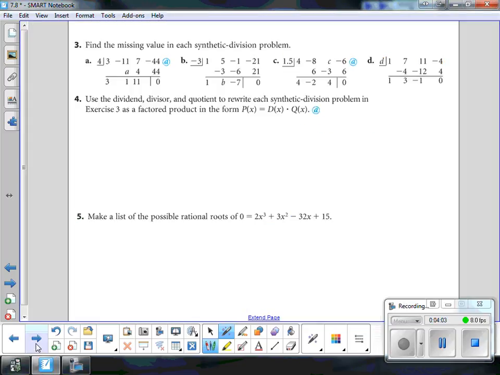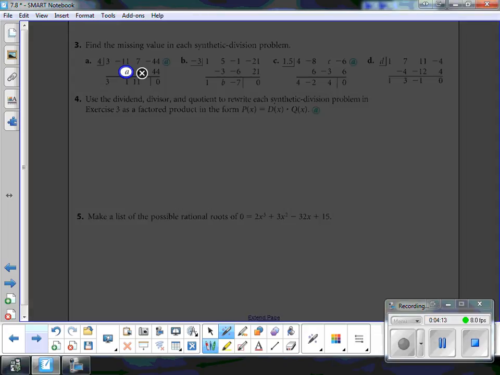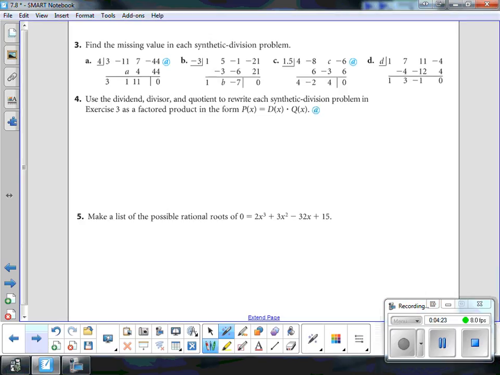Next, for 3 and 4 and 5s, we're using the synthetic division process. So all they're asking you to do is figure out this missing link right there. If you remember synthetic division, you bring the 3 down, then you multiply 4 times 3 to get this a. Then the process continues. Sorry, I should have said add. You add, multiply, bring it up. Add, multiply, 44, and then add again.